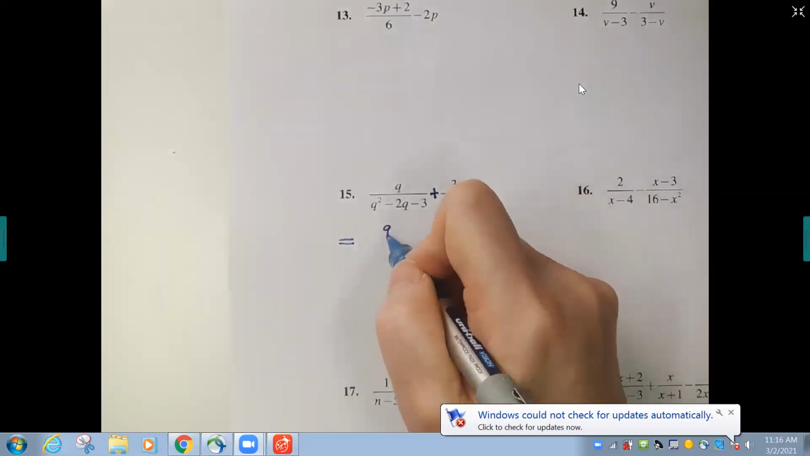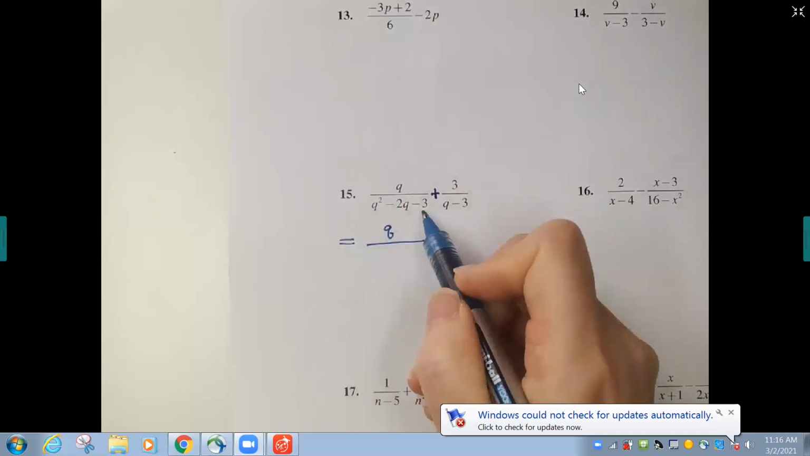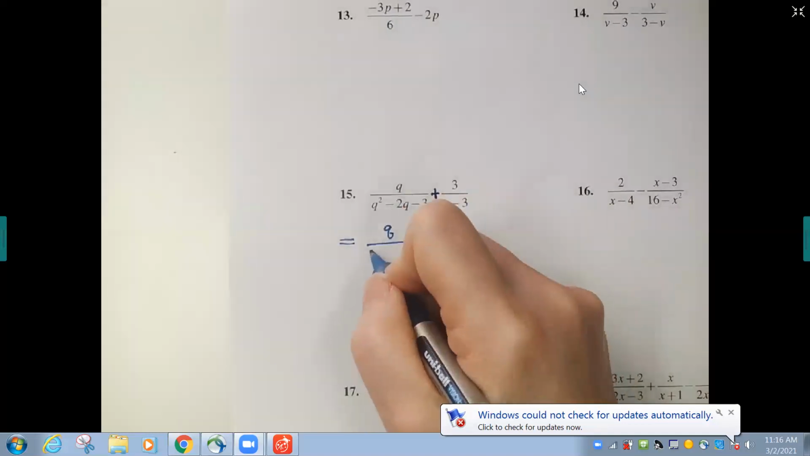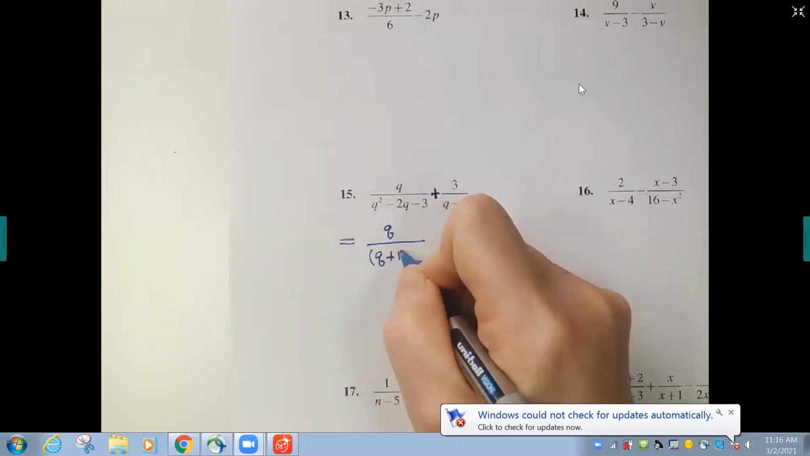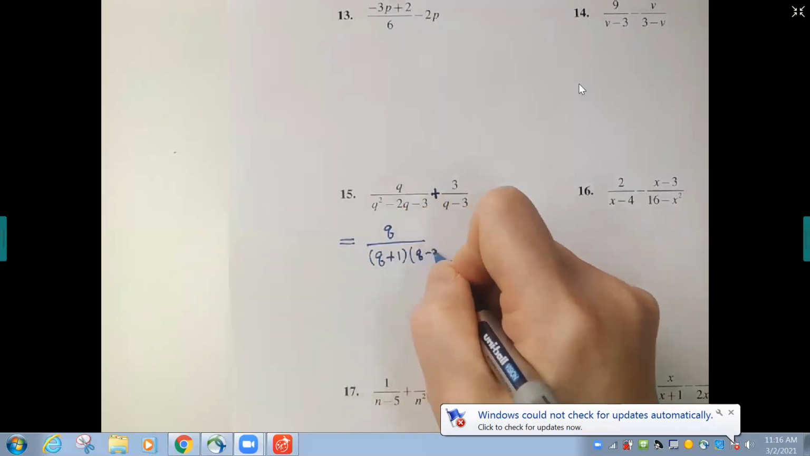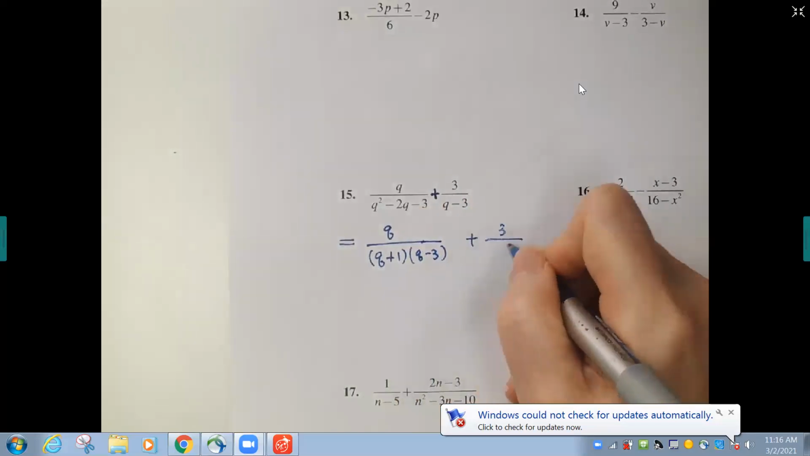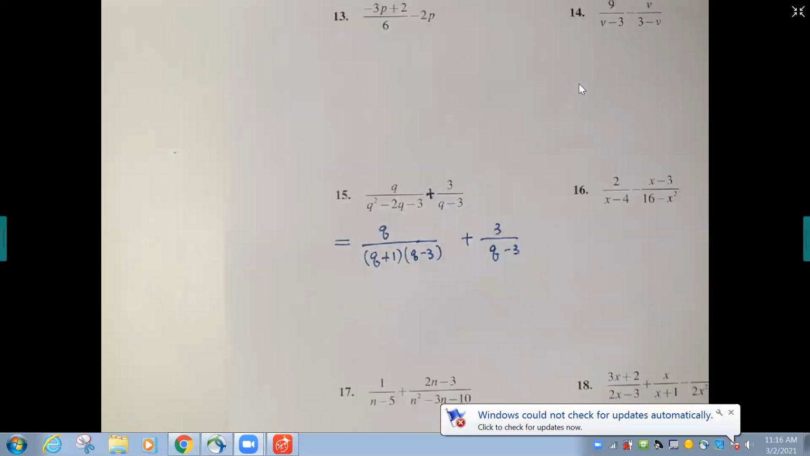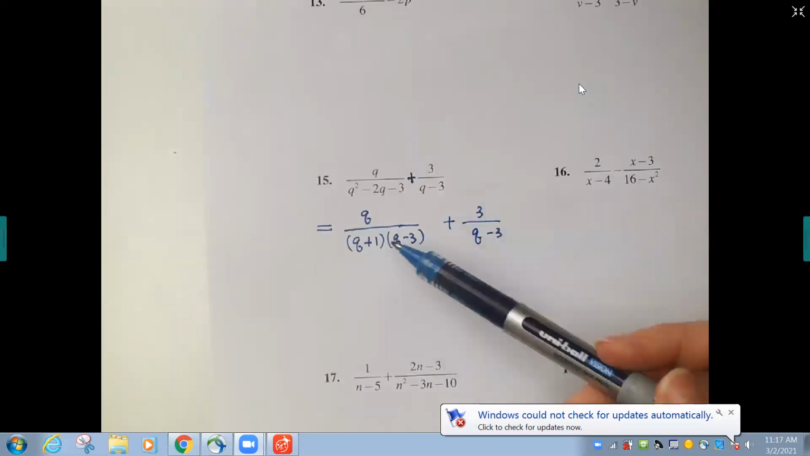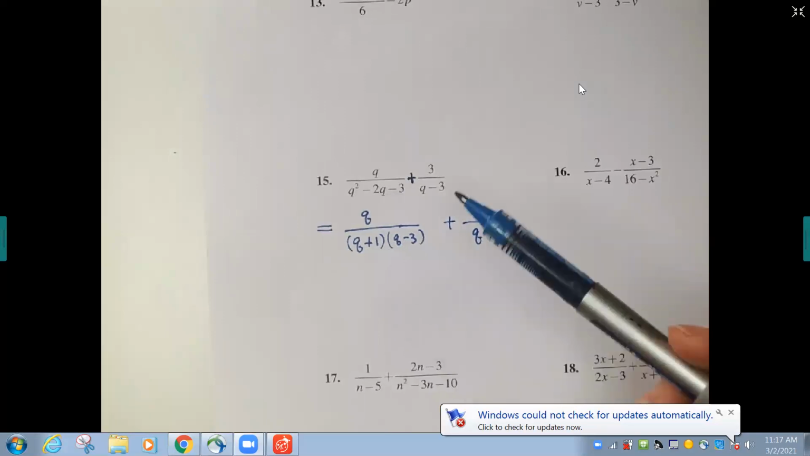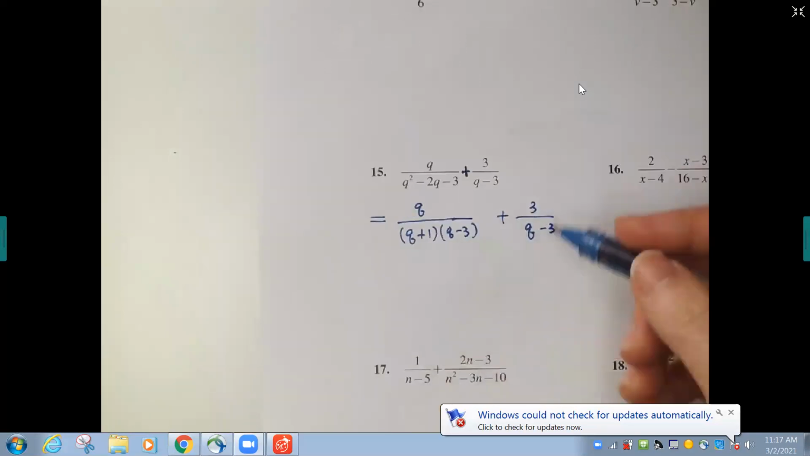Step one, I will factor each denominator respectively. The first one, q over q squared minus 2q minus 3. We can factor this as q plus 1 times q minus 3. And then plus 3 over q minus 3. So step one, you can write down the factored denominator. Then step two, you move on to your scrap paper.